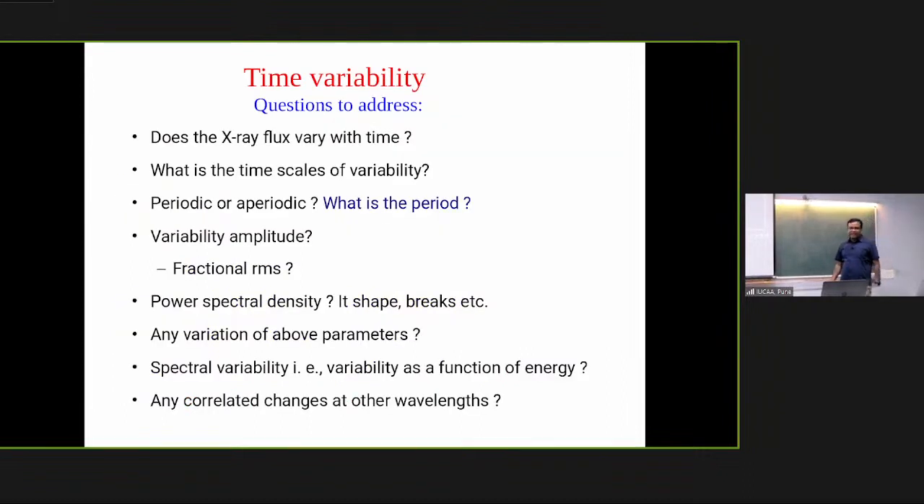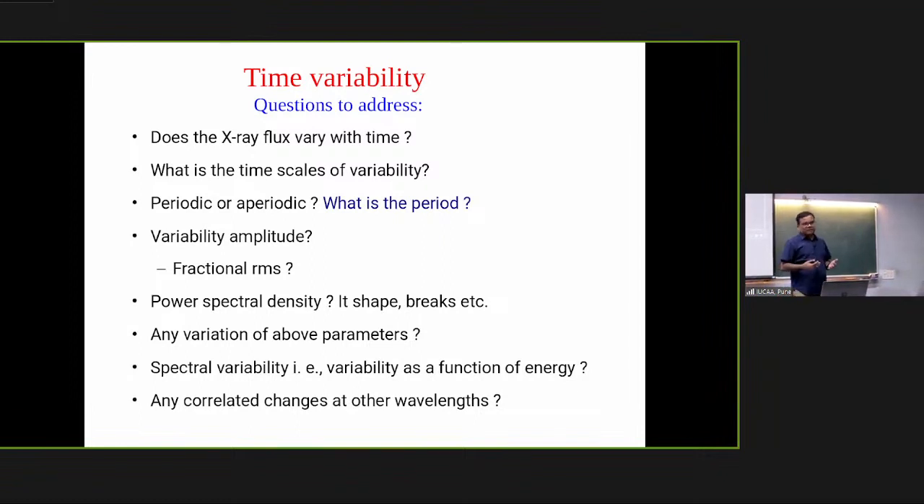So what are the questions one can ask observationally once we have the light curve or time series? First, even simple things like whether the X-ray flux is variable in time, yes or no, already tell something about the nature of the source. What is the time scale of variability? Let's say the X-ray flux is changing by a factor of 2 in 100 seconds, or half a day, or 1 week. These are very important information. The variability time scale is the time on which the source flux is changing significantly.